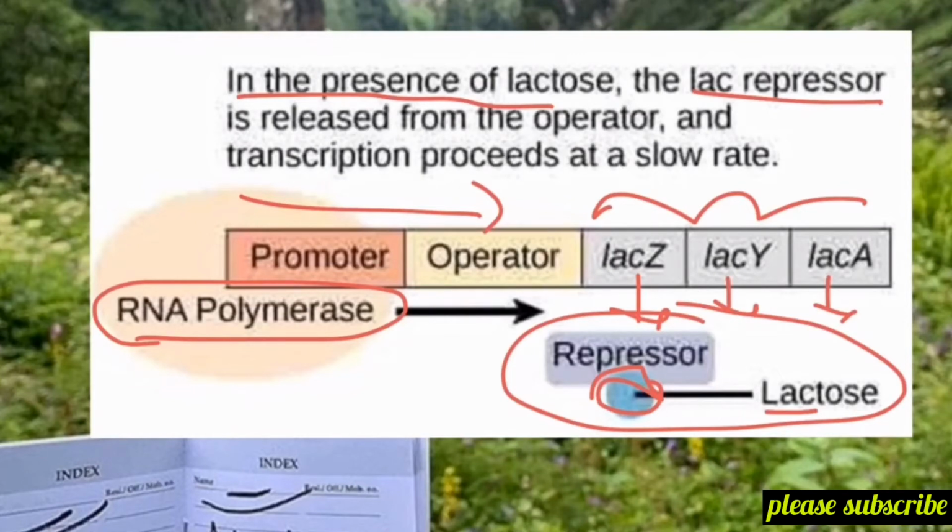So this is the process: whether lactose is present or absent in the Lac Operon determines whether the whole system works or not. If lactose is present, it works. If there is no lactose, the repressor molecule binds with the operator molecule and the process is stopped here. The genes are not going to function.